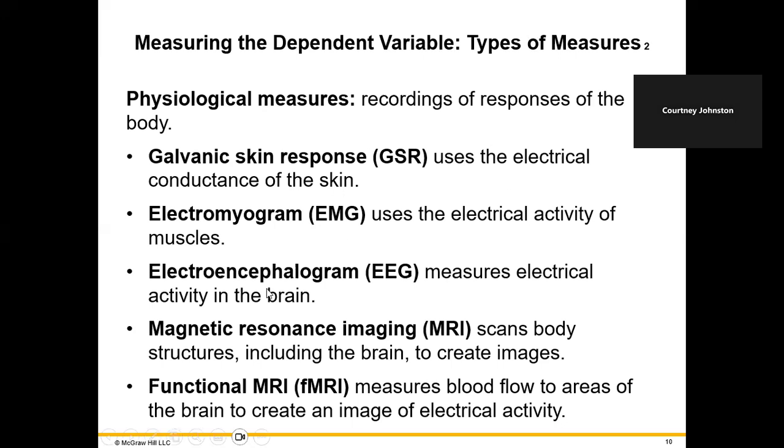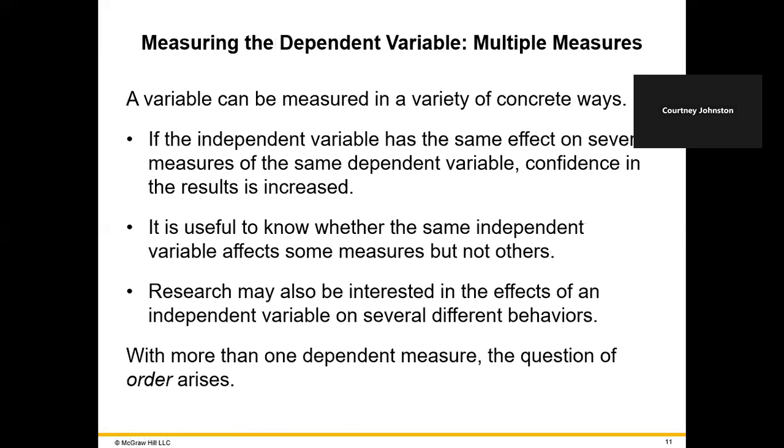So these are also techniques that can be used to measure the dependent variable after participants are exposed to the independent variable. Again, that dependent variable can be measured in a variety of concrete ways. If the independent variable has the same effect on several measures of the same dependent variable, confidence in the results is going to increase. And it's useful to know whether the same independent variable affects some measures but not others.